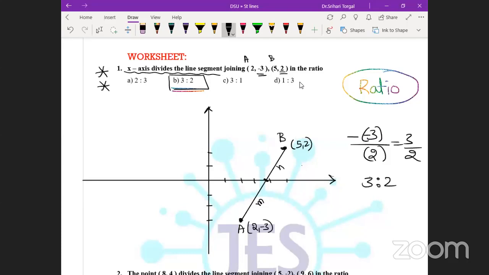Remember this. If it is the x-axis, you can see here this length is greater, m is greater, right? The length is greater, that is 3, and n is much smaller. If you see here, the answer is 3 is to 2.